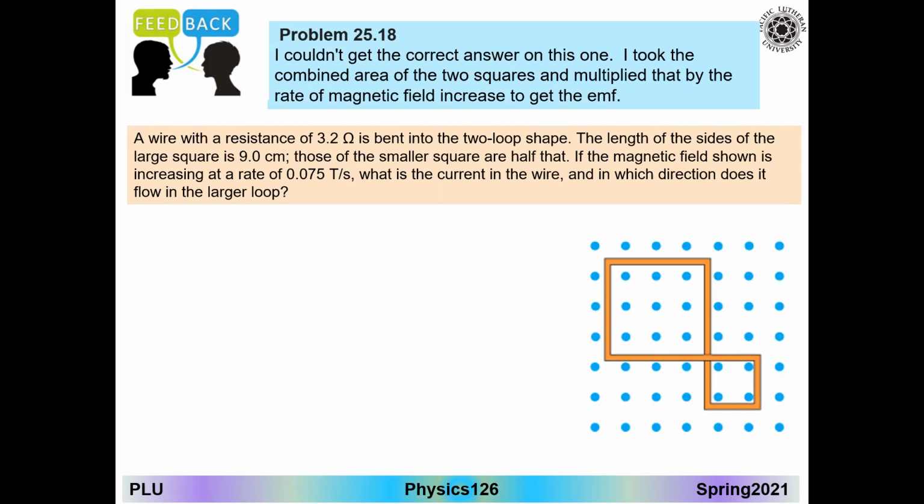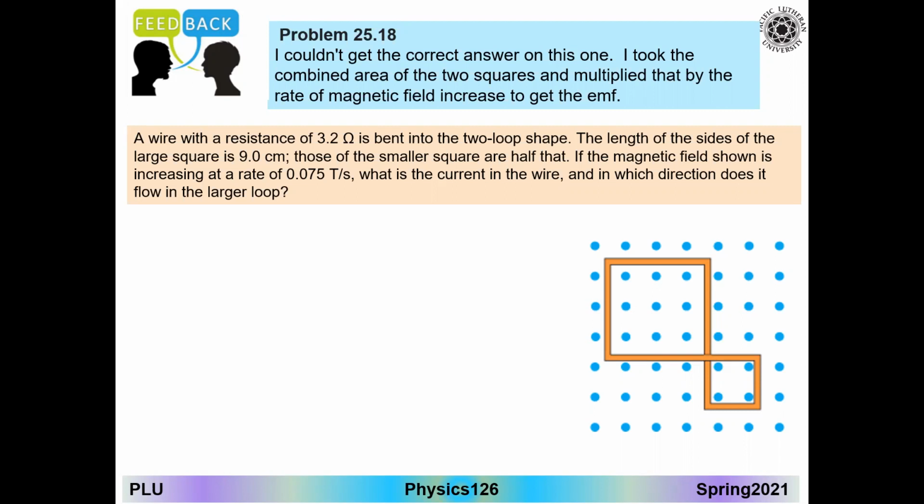So in this problem, we can determine the rate of change of the flux through each loop separately. If we combine those two rates of change, we can find the EMF from there, and then we use Ohm's law, which will give us the current. But we need to be careful. We need to combine the rate of change of the flux in the two loops, but we have to consider the direction of the current that could be induced by the change in each square.